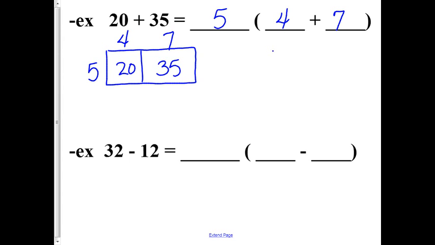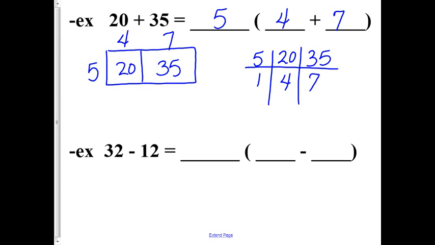Now, if you ever use the ladder method for finding GCF, notice that if I factored 20 and 35, 5 goes into both of them, and it's going to go in 4 and 7 times. Right here is my number that goes outside, the GCF. 5 times 1 is 5, so 5 times the sum of, here are my two numbers on the inside, 4 and 7. So that's one way you could also do this, or one way you could also think of this.